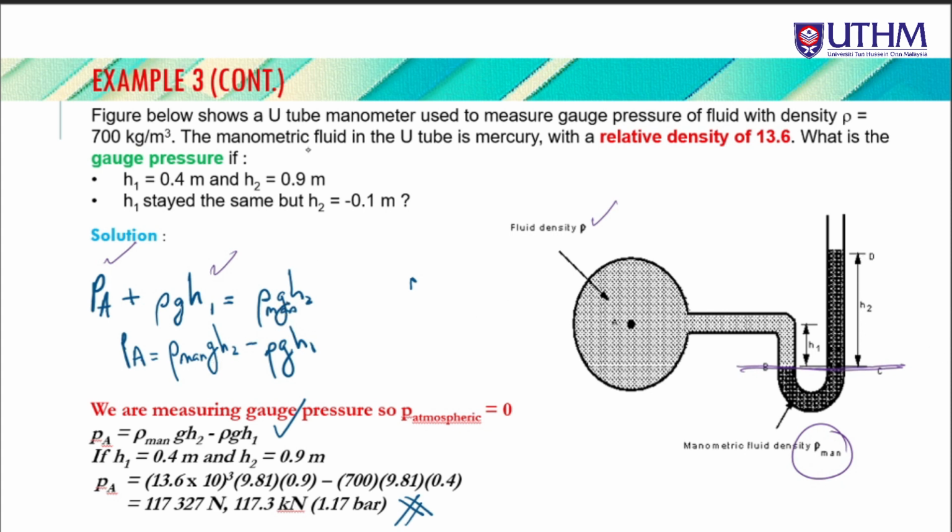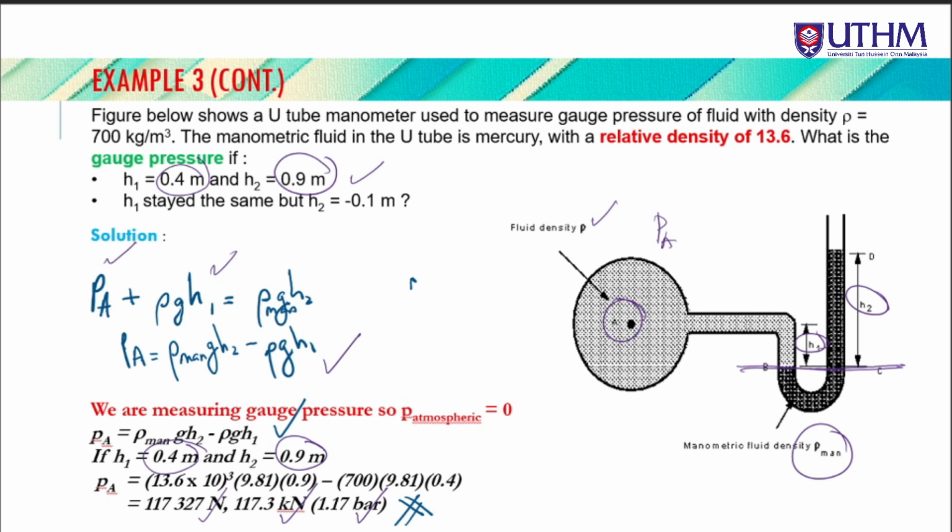Okay, so what did it ask? What is the gauge pressure? Gauge pressure is PA, the pressure here. So we rearrange, so PA equals rho G H2 minus rho G H1. Okay, so we substitute H1 equals 0.4 and H2 equals 0.9 for the first question. We will get pressure equals 117,327 Newton per meter squared, or equivalent to 117.3 kilonewton, or also equivalent to 1.17 bar. Okay, so this is for the first question.